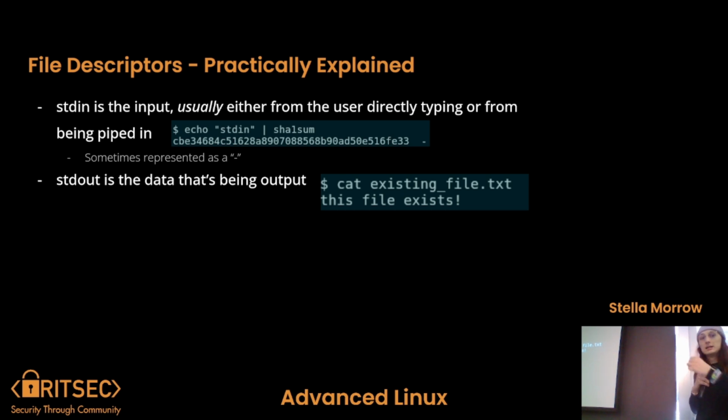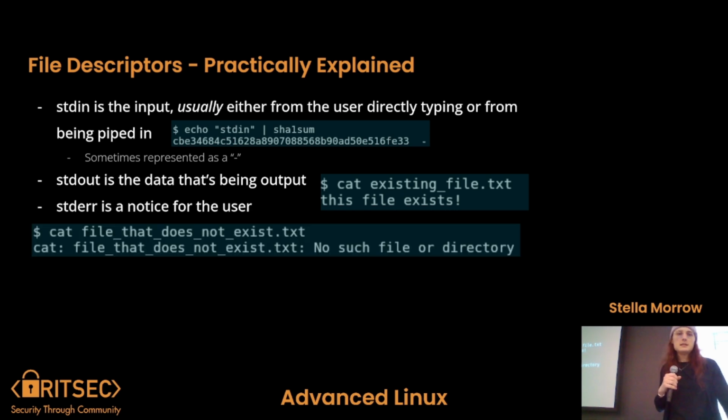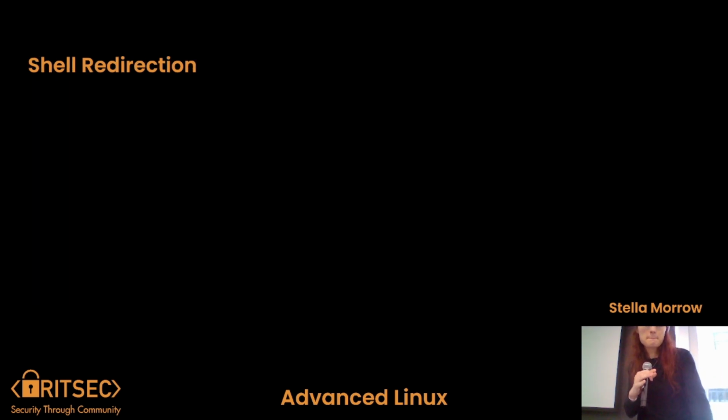Standard out is the data that's being output. So if you cat a file, it says this file exists. It cats the contents. That's the output. Seems pretty reasonable. And then errors for the user. If you cat a file that doesn't exist, it'll say no such file or directory, and that is in standard error. This is helpful because you can separate them off, so you can process them independently.